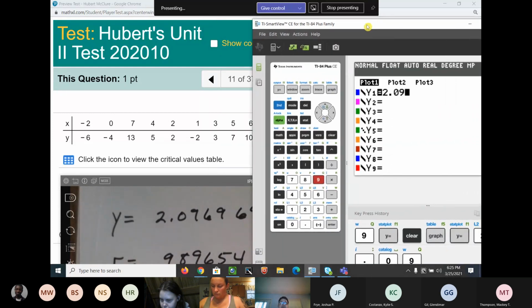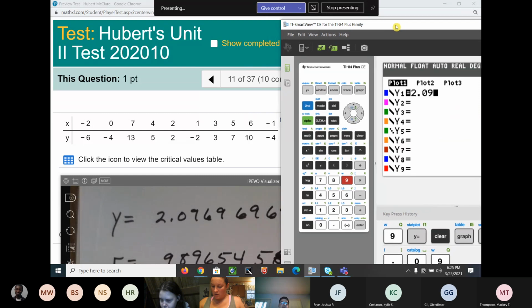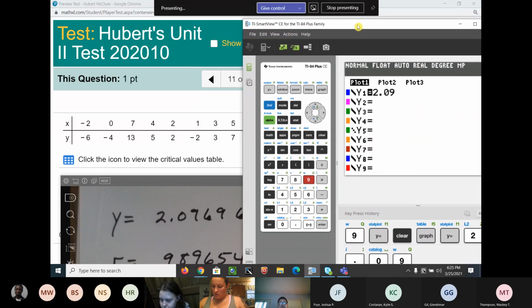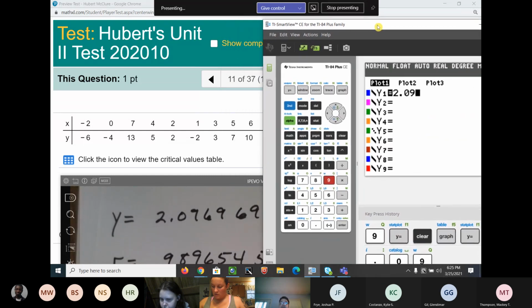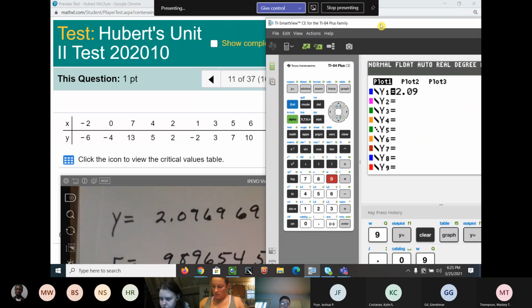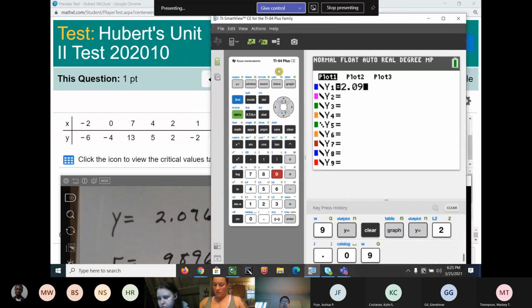I'm just going to take it to 2.097x. The X is right there, the X tau key. Hold on a second. Damn it. 2.097, there we go.